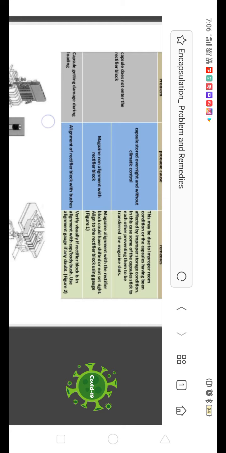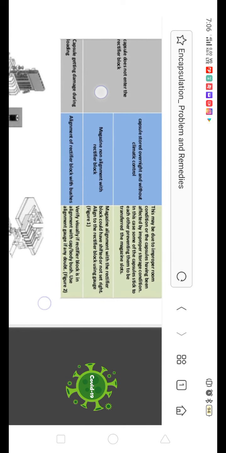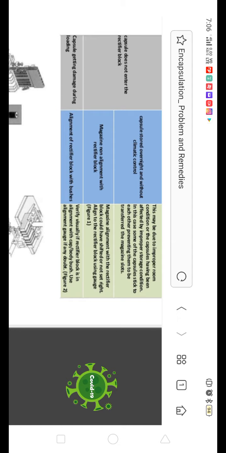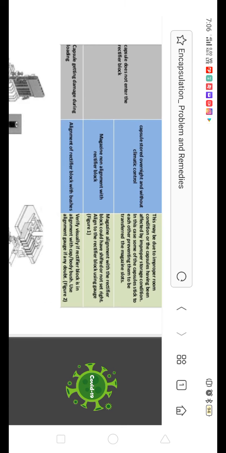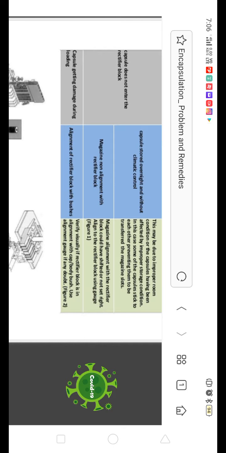Next is capsule does not enter the rectifier block. What is the principal work of the rectifier block? It separates capsule cap from the body. If capsules are stored overnight without climatic control, they either become brittle or soften and do not rectify. This may be due to improper room condition, the capsule having been affected by improper storage condition, and sometimes it sticks to the slots, so it does not separate out.